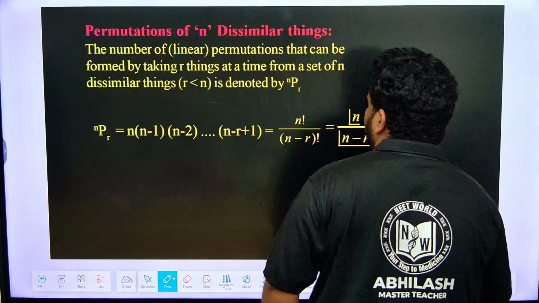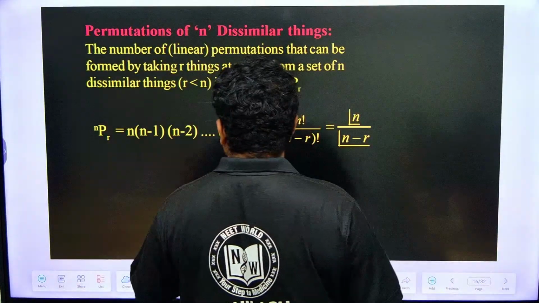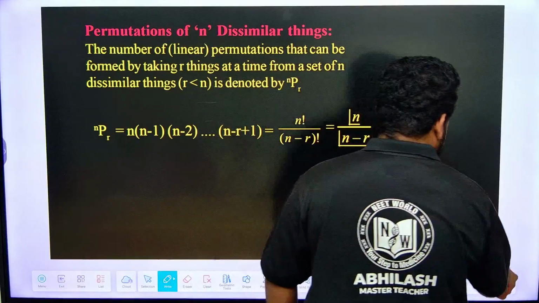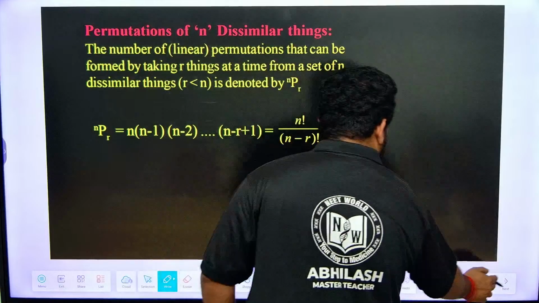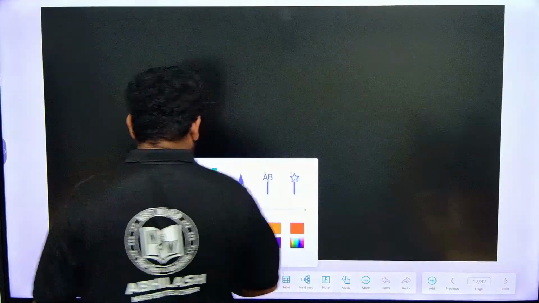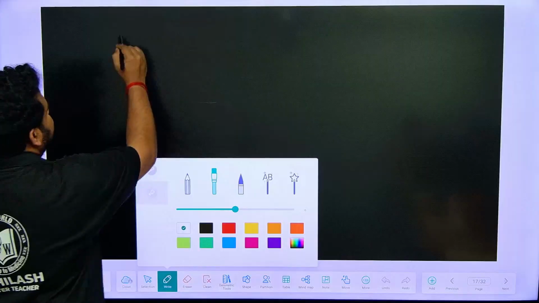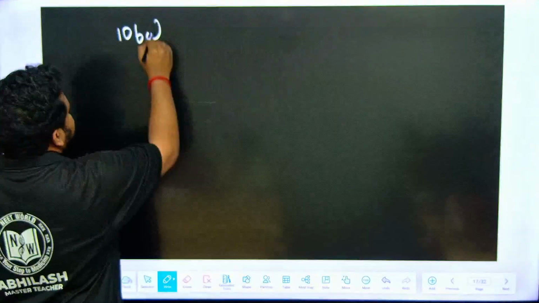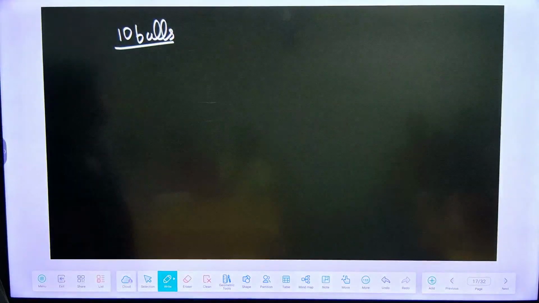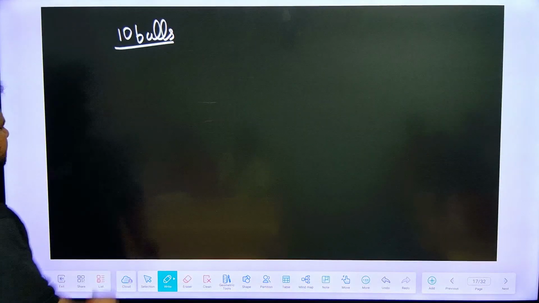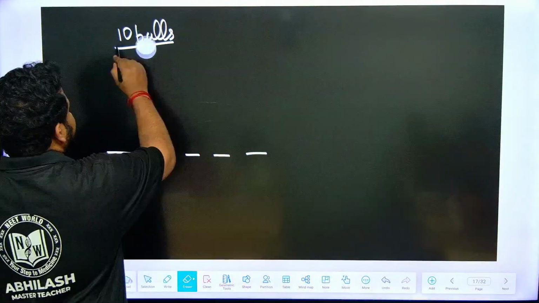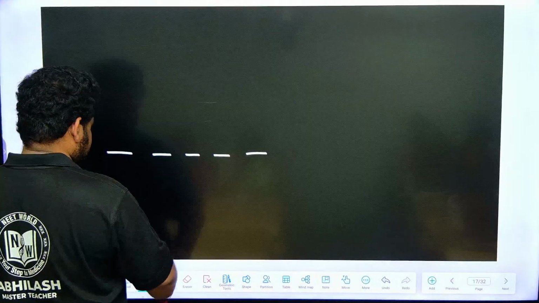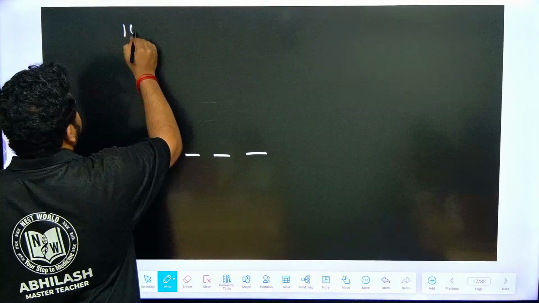Now, permutation of n dissimilar things is nPr, that is what I told you. Before going further, let us take one example. There are 10 balls, and there are 6 places. Or let me take 10 chairs.